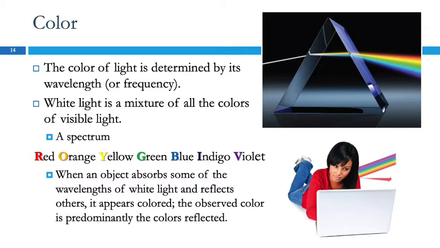The color of light is determined by its wavelength, which is related to its frequency. So what we perceive as white light is a mixture of all the colors in the spectrum of visible light. And the colors are red, orange, yellow, green, blue, indigo, violet. And they're always in that order. And the way I learned that, I don't remember when, was Roy G. Biv.